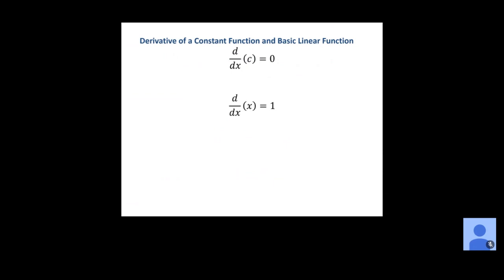So if you have a constant function, we're going to call that C, the derivative of a constant is 0. And we just saw that on the last example, right? When we had a constant function at 6, the slope was always 0. Therefore, the derivative of any constant function is always going to be 0.